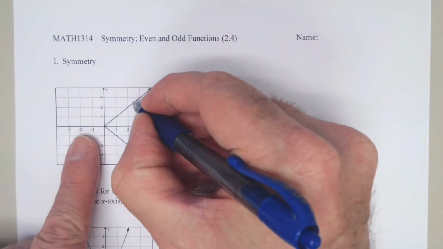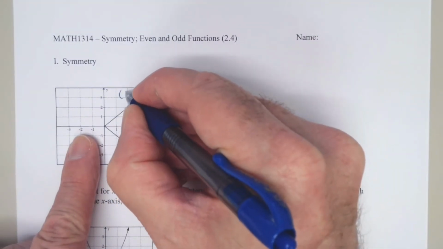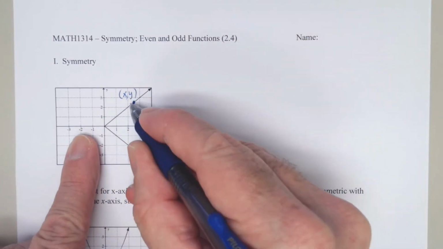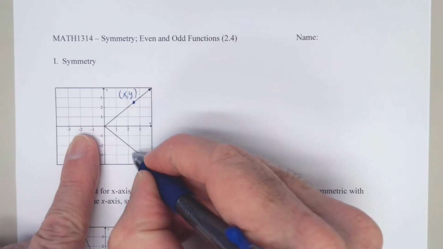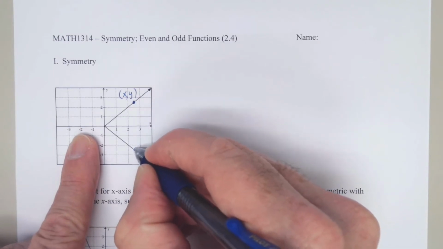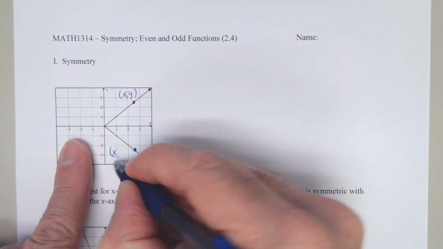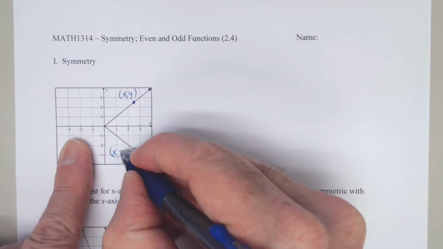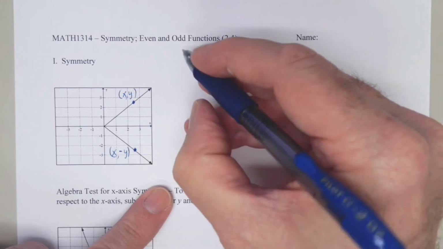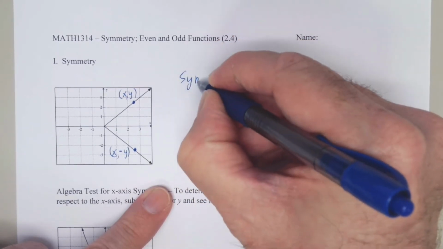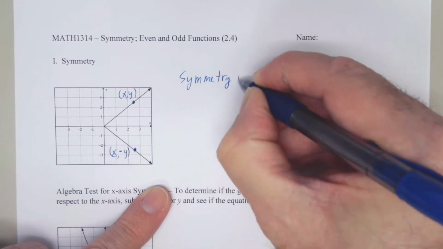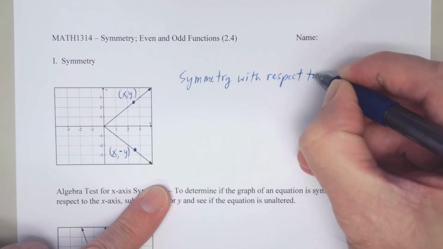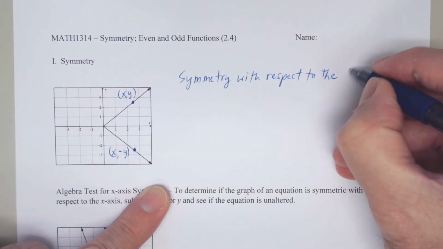So for example, if you have a point here, we'll call this x, y. Then across the x-axis, the same distance away, you'll have a point down here. Notice the x value is going to be the same, but instead of being up this distance or down this distance, this would be minus y. And so here we have symmetry with respect to the x-axis.